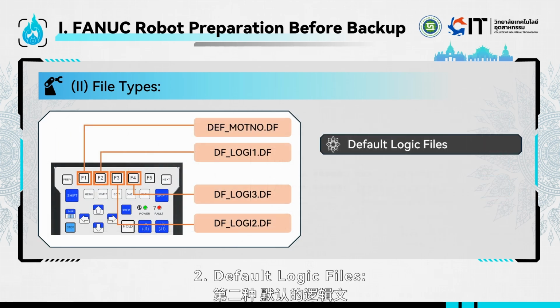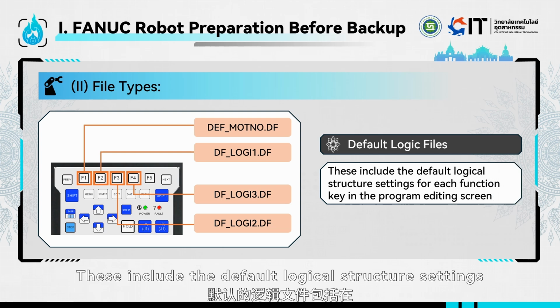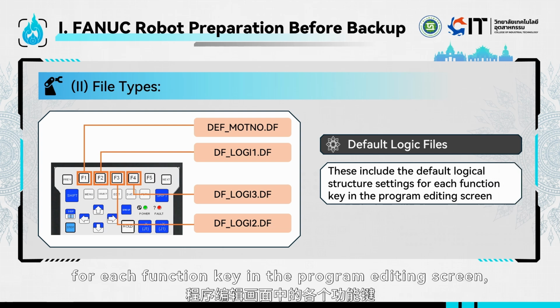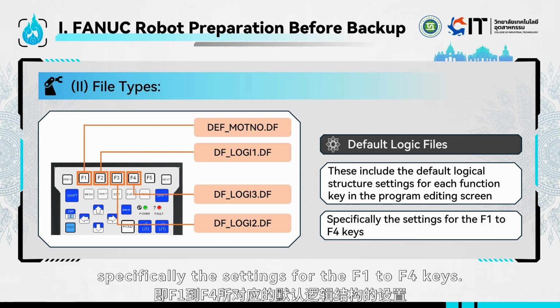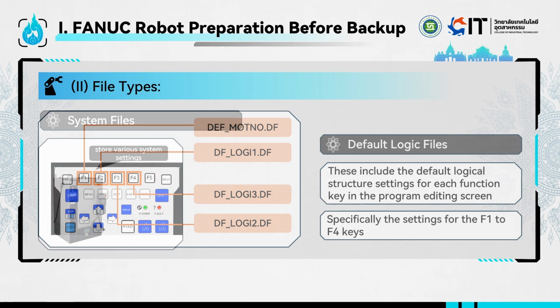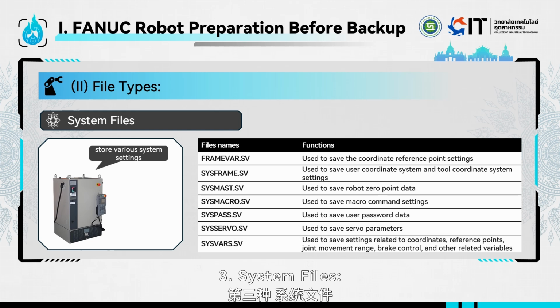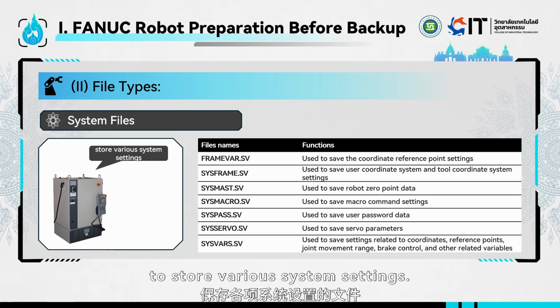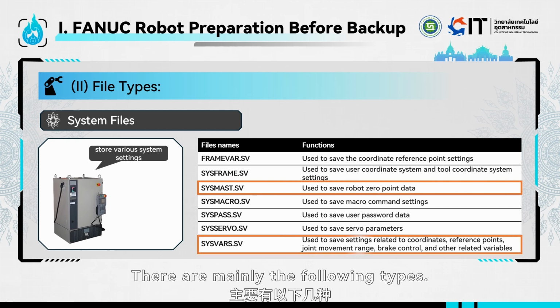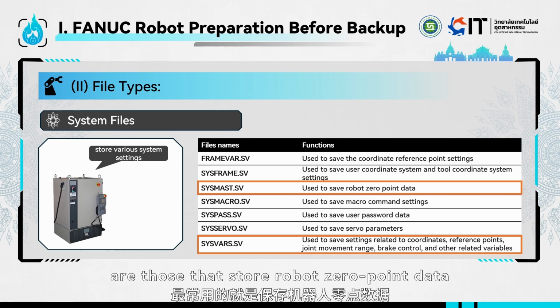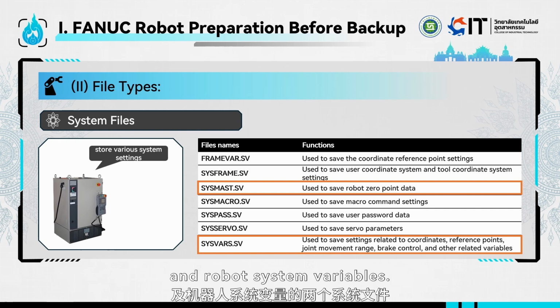2. Default logic files. These include the default logical structure settings for each function key in the program editing screen, specifically the settings for the F1 to F4 keys. 3. System files. System files are primarily used to store various system settings. There are mainly the following types. The most commonly used system files are those that store robot zero-point data and robot system variables.